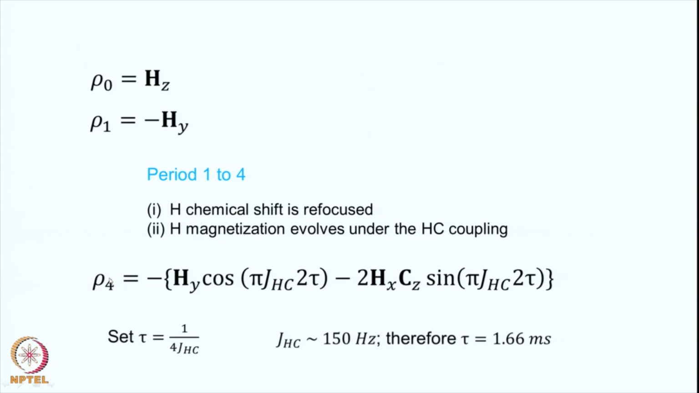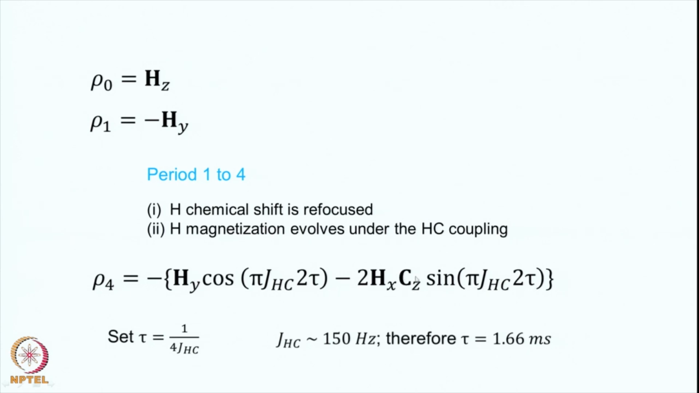Therefore, we will directly write rho 4 because we do not consider the chemical shift evolution at all, because it is refocused. Therefore from rho 1 to rho 4 we will only consider the evolution under the coupling Hamiltonian between proton and carbon. So, how does this Hy evolve? This is through the product operator formalism. The rho 4 turns out to be like this. Hy evolves as Hy cosine pi J_HC 2 tau, because the time period of the whole thing is 2 tau, minus 2 Hx Cz sin pi J_HC 2 tau.